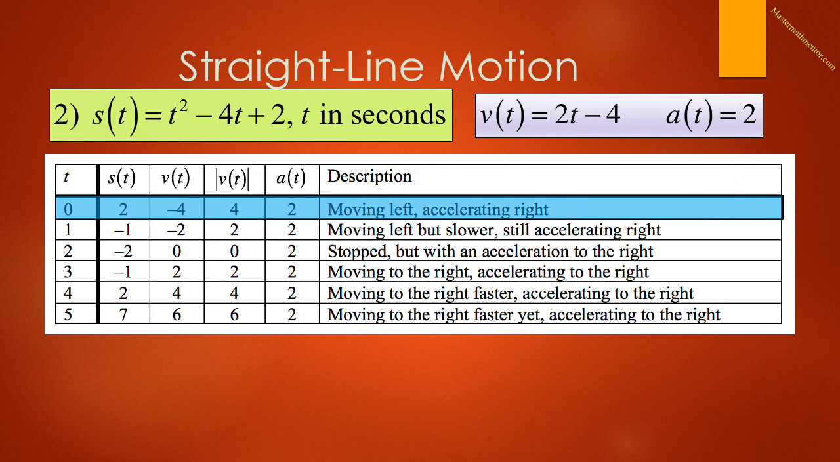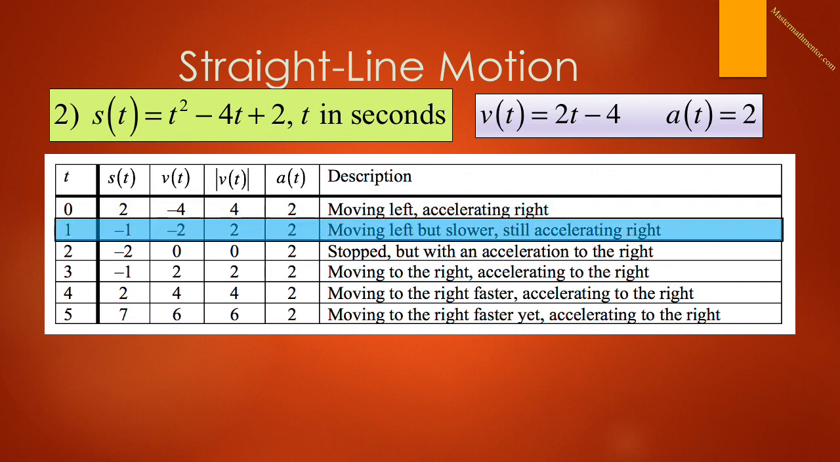At t equals 0, s of t equals 2. V of t is equal to negative 4, which means the particle is moving left. And a of t is equal to 2, which means that the particle is accelerating to the right. A particle does not have to have zero velocity at t equals 0. Think about taking a video of something that is moving. When you start the video, it very well may be that that particle is in motion.